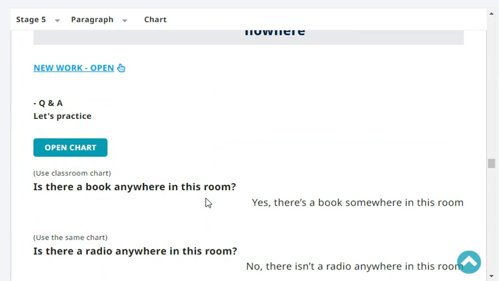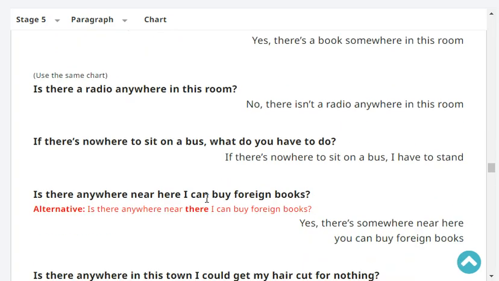Yes, there's a book somewhere in that room. Is there a radio anywhere in this room? No, there isn't a radio anywhere in that room. Very good.